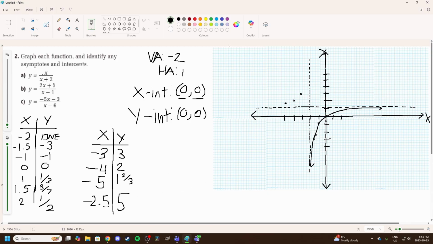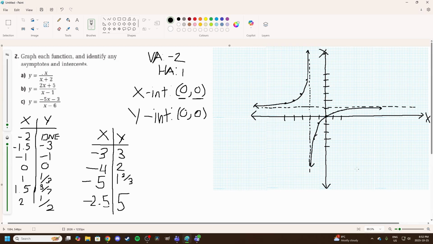So that's the halfway point between -3 and -2. That's 5. So 1, 2, 3, 4, 5 up here. Okay, cool. And now we can connect these dots to make a line. Cool, great. That's how we graph this, right?